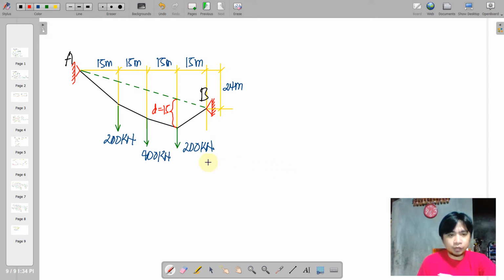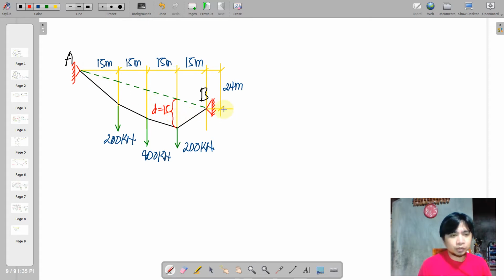Okay, so let us have this example. So this is a similar problem: a cable carrying a series of pointed loads. However, it so happened that this problem gives the sag distance, wherein this D is 15 meters from the lowest point and vertically located on the projection of this chord connecting points A and B. So that is 15 meters.